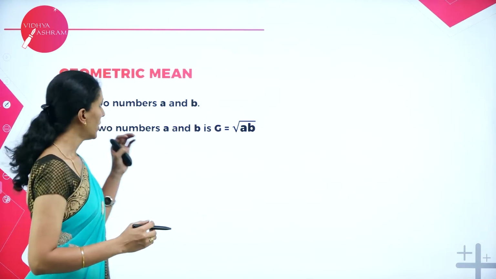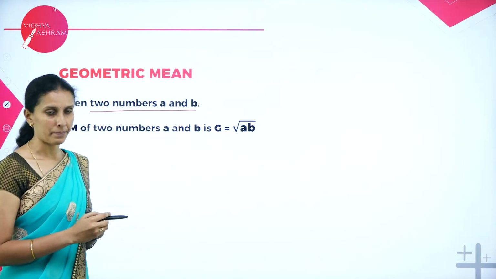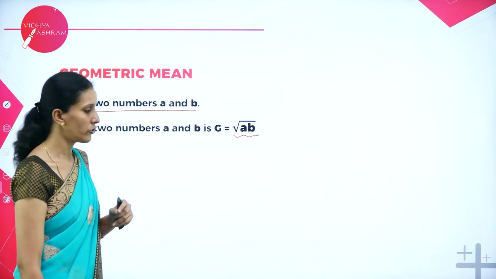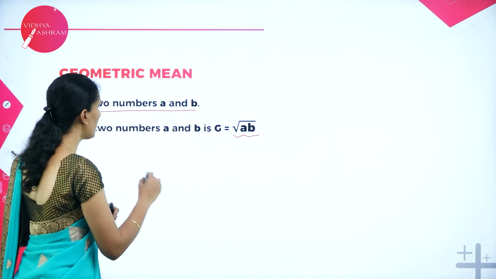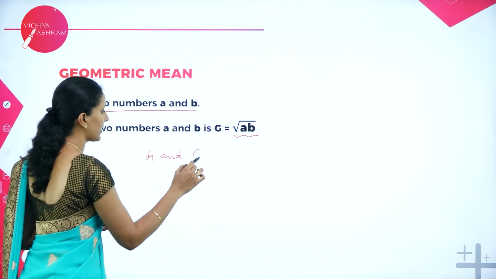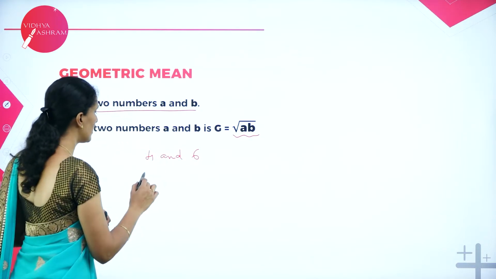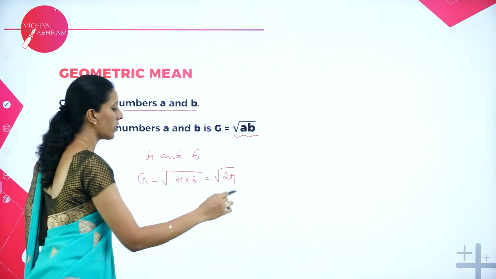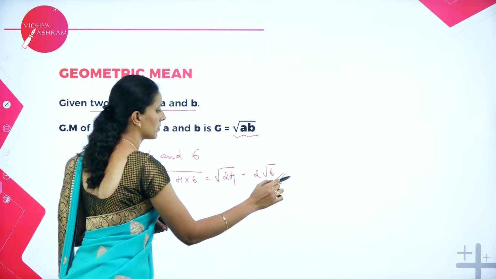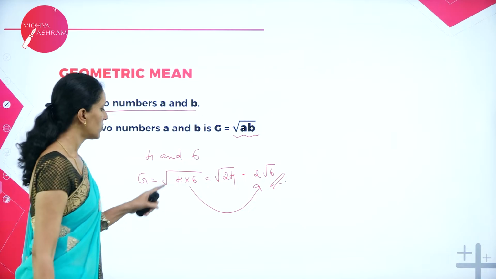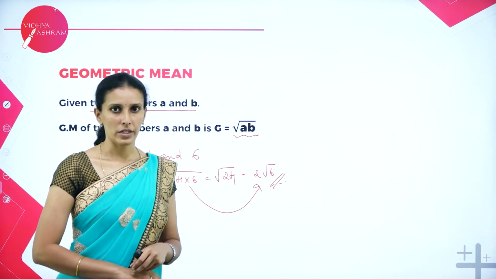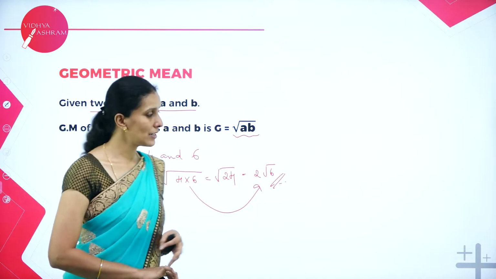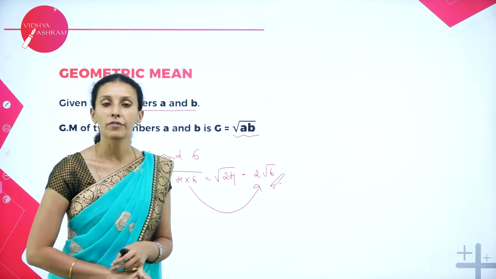Next is the geometric mean. Suppose you have any two numbers a and b. Then the square root of the multiplication of those two numbers is the geometric mean, and it is given by g. Suppose you have 4 and 6. What is the geometric mean of 4 and 6? G is equal to the square root of 4 into 6, which is root 24, or you can write this as 2 root 6. When you take 4 out, you will get 2. So 2 root 6 is the geometric mean between the two numbers, whereas the arithmetic mean is nothing but the average of two numbers. Geometric mean is the square root of the product of two numbers.